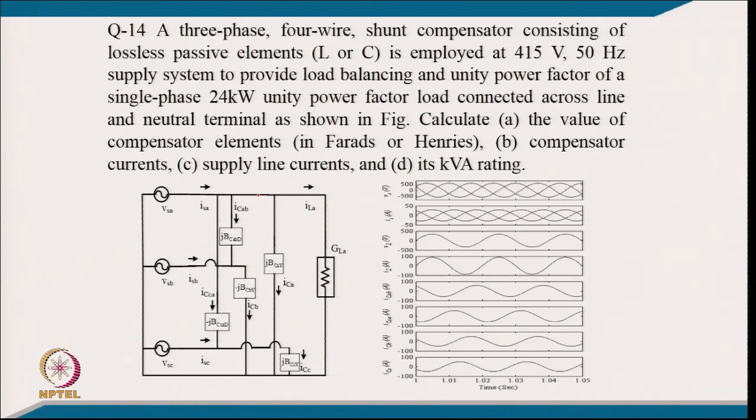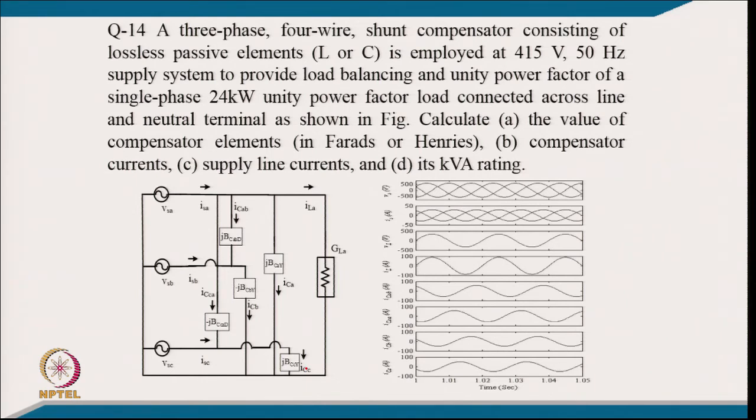Another example of a 4-wire system. Example number 14: a 3-phase 4-wire shunt compensator consisting of lossless passive elements is employed at a 415 volt 50 hertz supply system to provide load balancing and unity power factor of a single phase load of 24 kilowatt at unity power factor, connected across line and neutral as shown typically here, only a resistive load. Calculate the value of the compensator elements, compensator current and supply line current and its kVA rating.